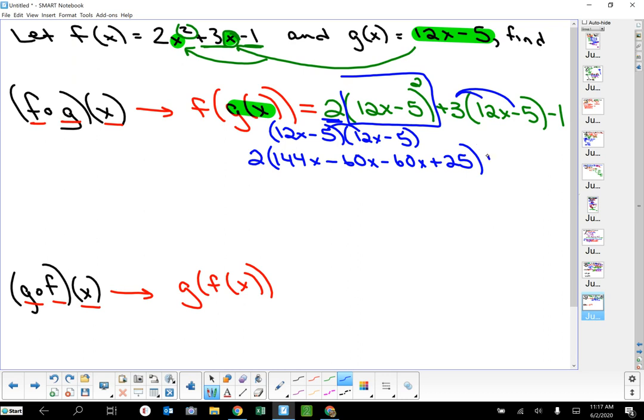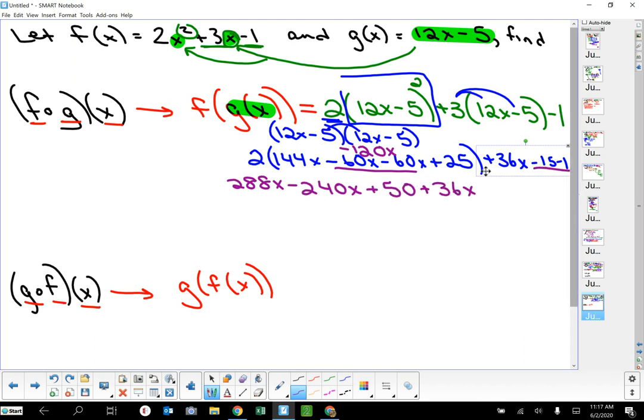So I have plus 36x minus 15 minus 1. All right, now 144 times 2 is 288x. I'm going to combine like terms here first, minus 120x, and then multiply by the 2, so minus 240x plus 50 plus 36x, and I'm going to combine like terms here, minus 16.